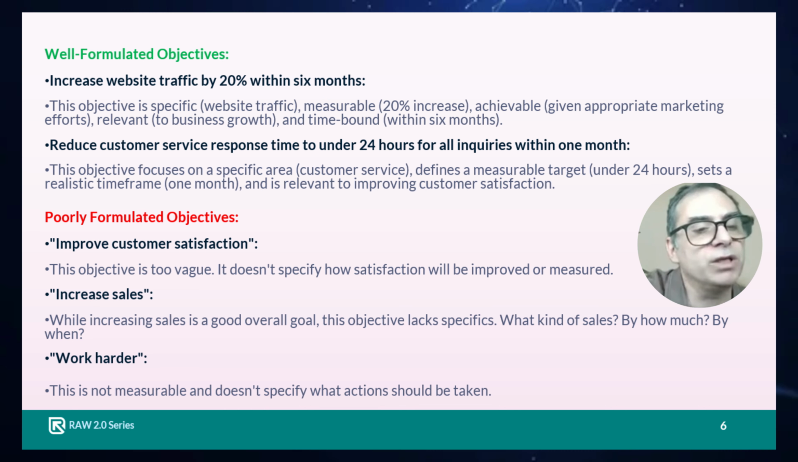The second one, increase sales. While increasing sales is a good overall goal, this objective lacks the specifics. What kind of sales, right? By how much? I mean, how much money are you going to improve? By when? So time is important here as well. And the last one, work harder. This is common when our advisors say it to us when we are students. But this is difficult because this is not measurable as well. It doesn't specify what actions should be taken. So we must be more clear.